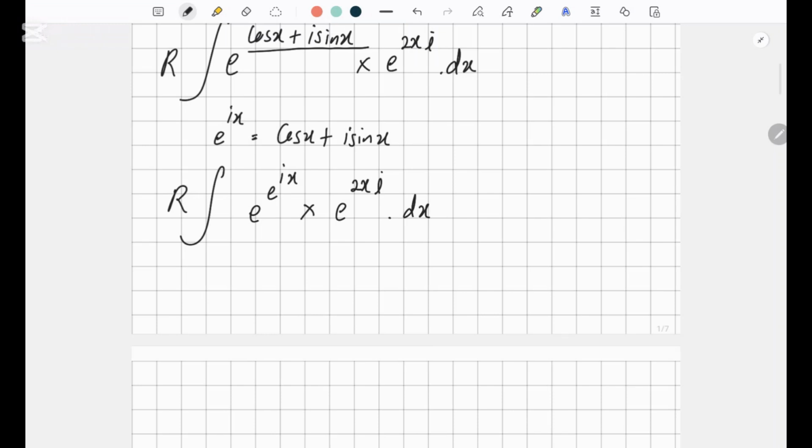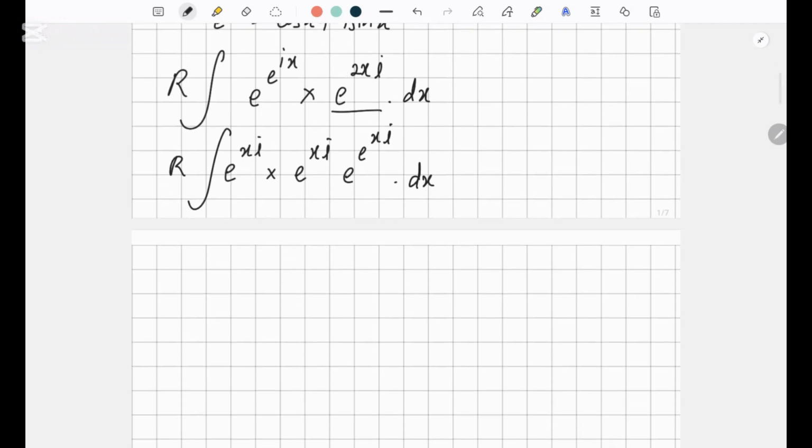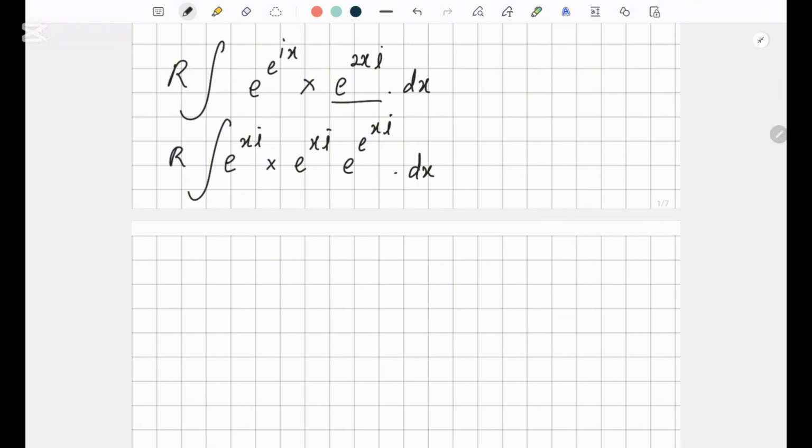Okay, now let's do something like this. Let's break e to the power 2xi into e to the power xi into e to the power xi dx. If you guys have any doubts, please drop a comment. Now before going any further, I want to show you guys something. To do this integral, you need to do integration by parts, but before going into that, I want to show you something. Now let's differentiate e to the power xi.